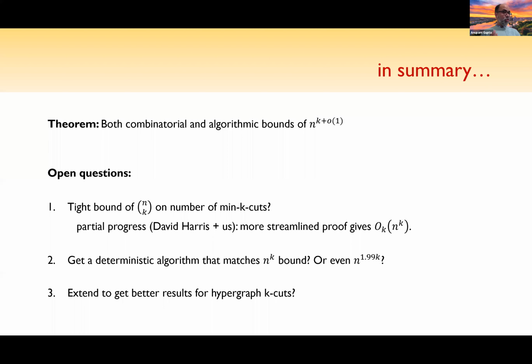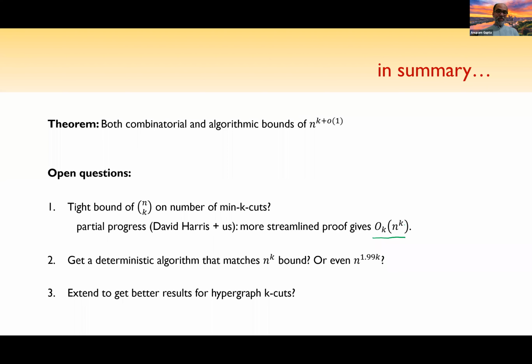So the natural open question: put me out of my misery and tell me the correct answer. Is the number of minimum k-cuts of the graph at most n choose k? That is for the cycle. I'd love to know that. There's some partial progress. We've made quantitative improvements with David Harris from the University of Maryland, but still it needs at least one new idea.